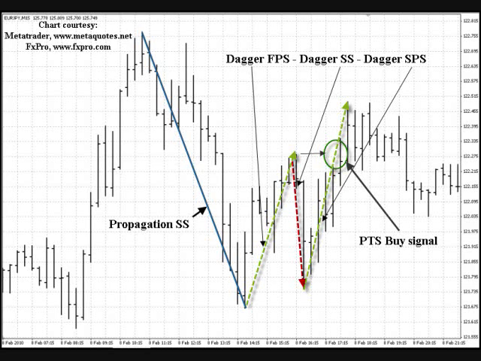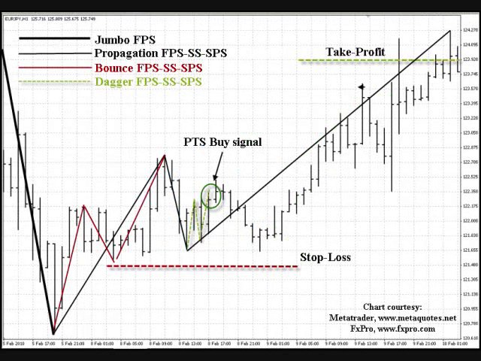Step 6. On the lower time frame, watch for a dagger FPS, SS, SPS matrix to form. A propagation trade setup buy signal is generated when the dagger SPS crosses the endpoint of the dagger FPS. The price must not have fallen out of the zone at any time for the buy signal to be valid. Your basic take profit objective is the price where the propagation secondary swing is approximately the same length as the propagation primary swing.